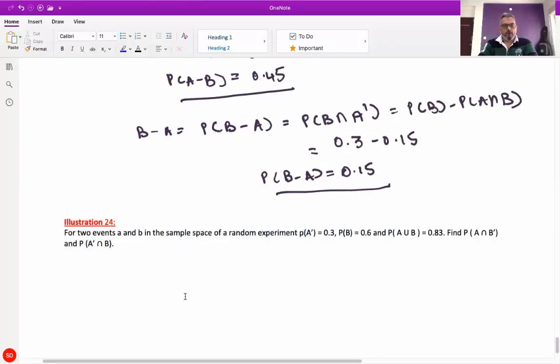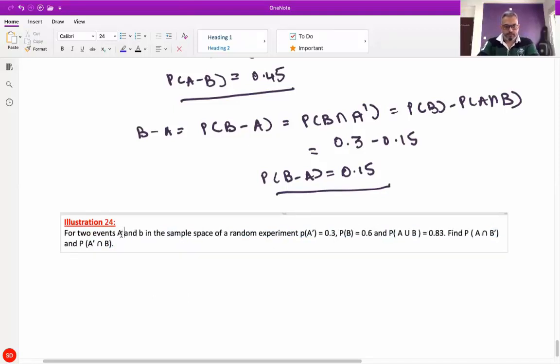Now, for two events A and B in the sample space of a random experiment, probability of A complement is 0.3, probability of B is 0.6, and probability of A union B is equal to 0.83. We have to find P of A intersection B complement and P of A complement intersection B.